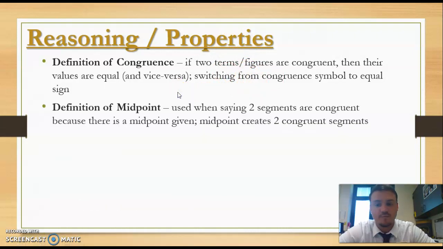We have definition of midpoint. This property is used whenever they tell you that there's a midpoint. Like if they tell you there's a midpoint somewhere, we're going to use definition of midpoint. It's used when we're saying two segments are congruent because there's a midpoint given, or a midpoint creates two congruent segments. So we can actually maybe write a new statement based off of the given midpoint as well.